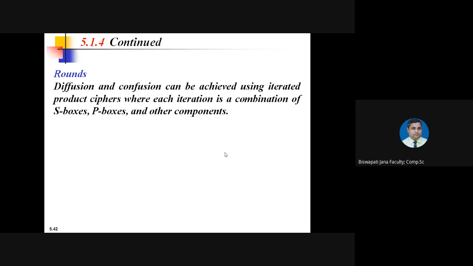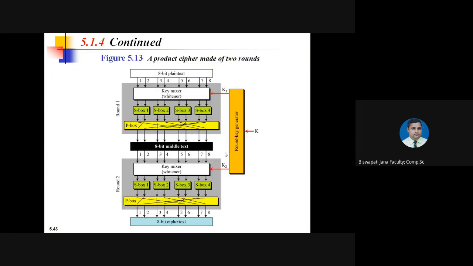Again, we take another S box, P box, and other components and generate another bit stream by taking the first round output as the second round's input data bits. Then it becomes the second round. So round is nothing but the iteration. Okay, these are the examples.